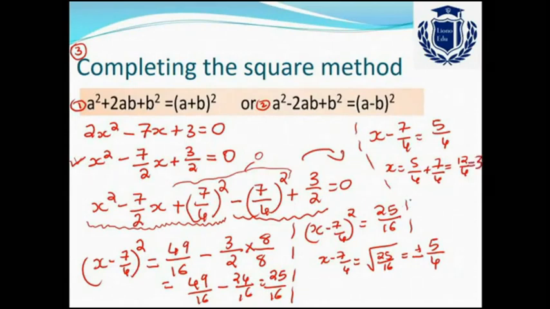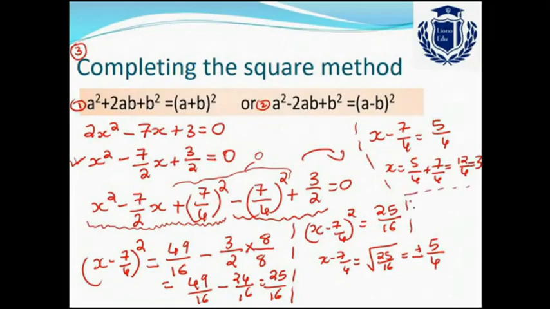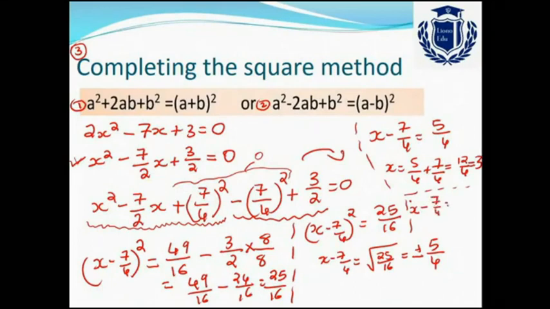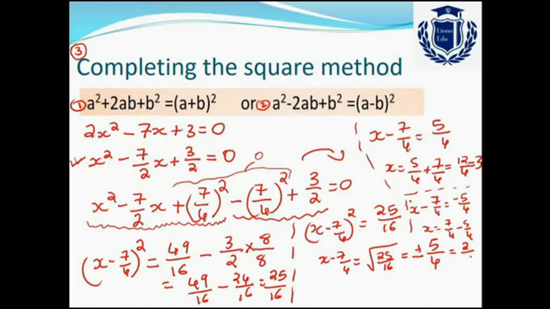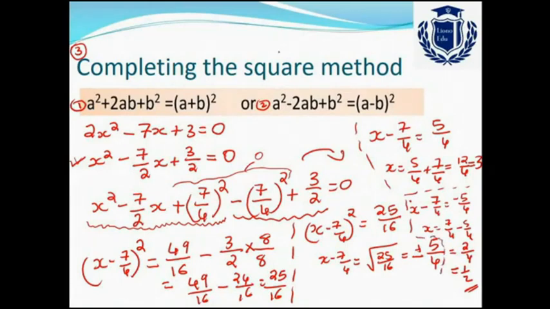Now let me consider the other value. x minus 7 by 4 is equal to minus 5 by 4. So x is equal to 7 by 4 minus 5 by 4. So what you get? 7 minus 5, that is 2 by 4, that is equal to 1 by 2. So you got two solutions, right? One is x is equal to 3 and the other is x is equal to 1 by 2.